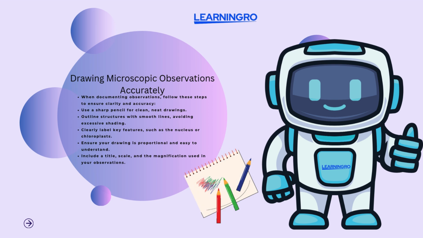6. Drawing microscopic observations accurately. When recording microscope observations, follow these guidelines. Use a sharp pencil for neat drawings. Outline structures with smooth lines, avoiding unnecessary shading. Clearly label key features like the nucleus and chloroplasts. Maintain proportion and clarity in drawings. Include a title and a scale for reference. Record the magnification used.